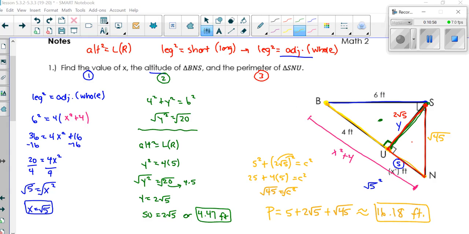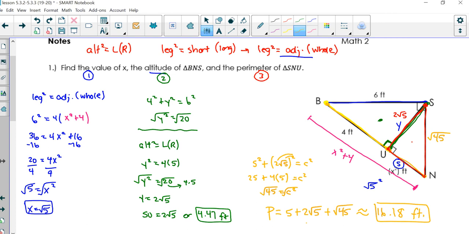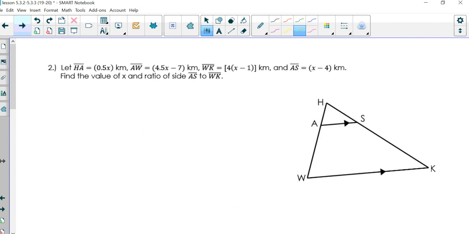Okay. And you would have gotten the exact same answer if you said 4.47 here, and the square root of 45 is 6.71. So if you did 6.71 plus 4.47 plus 5, you still would have gotten this exact same answer. Okay, so let's flip over to the backside.